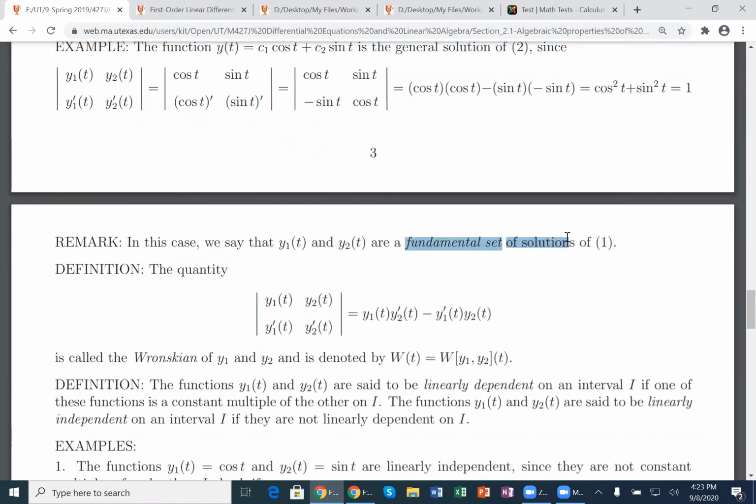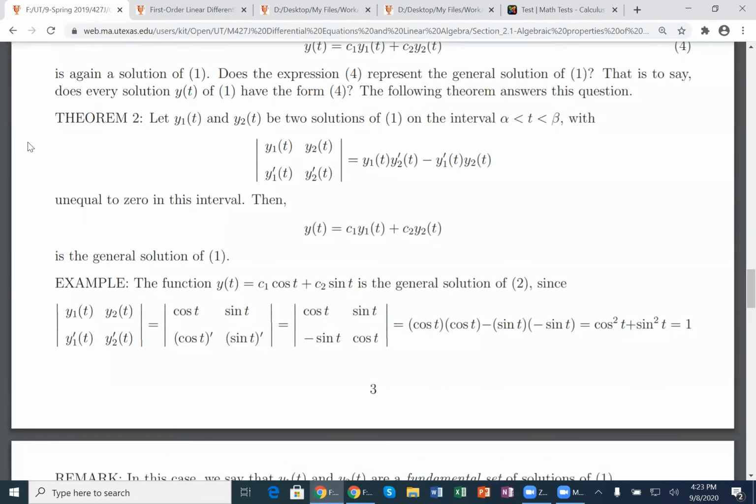Means y1, y2 is a fundamental set of solutions. And then do all second order equations have two fundamental sets of solutions? Not two sets, but if we have a second order linear homogeneous equation, and if we have two particular solutions such that this is not equal to 0, then this is the general solution.